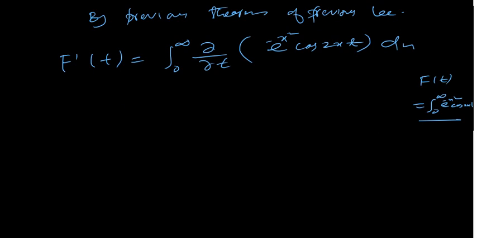That is, it's equal to the integral 0 to infinity of minus 2 times x e power minus x square sin of 2xt dx. You can easily verify this. You just have to differentiate this function partially with respect to t. That's very simple.